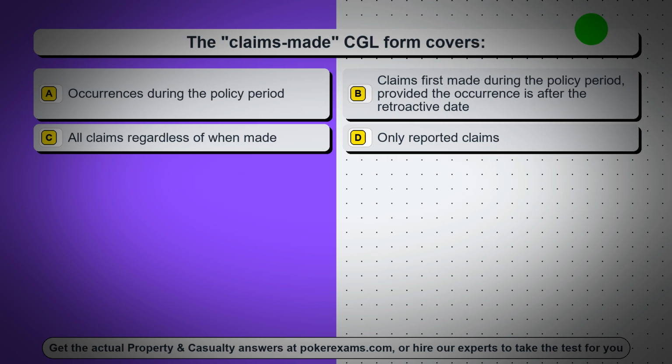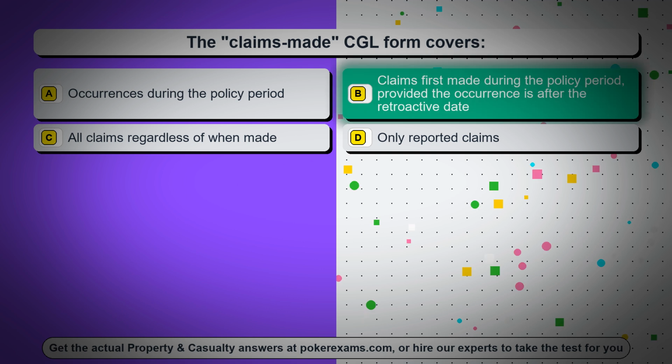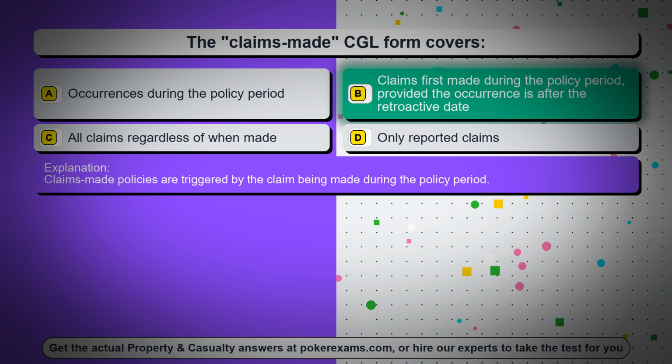Question 85. The claims made CGL form covers: option A, occurrences during the policy period, option B, claims first made during the policy period, provided the occurrence is after the retroactive date, option C, all claims regardless of when made, option D, only reported claims. The correct answer is option B, claims first made during the policy period, provided the occurrence is after the retroactive date. Claims made policies are triggered by the claim being made during the policy period.